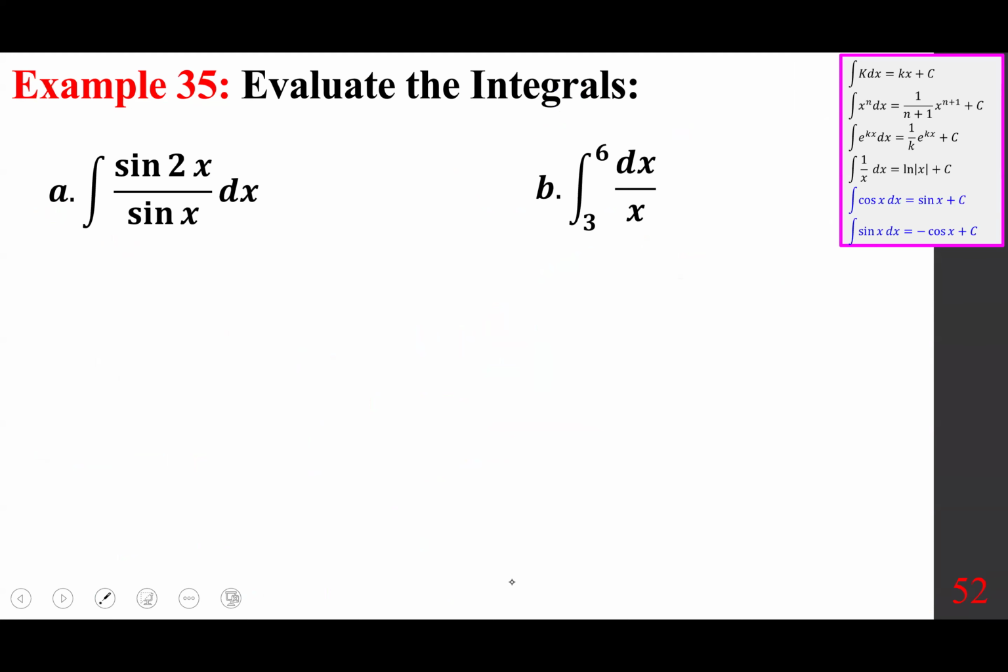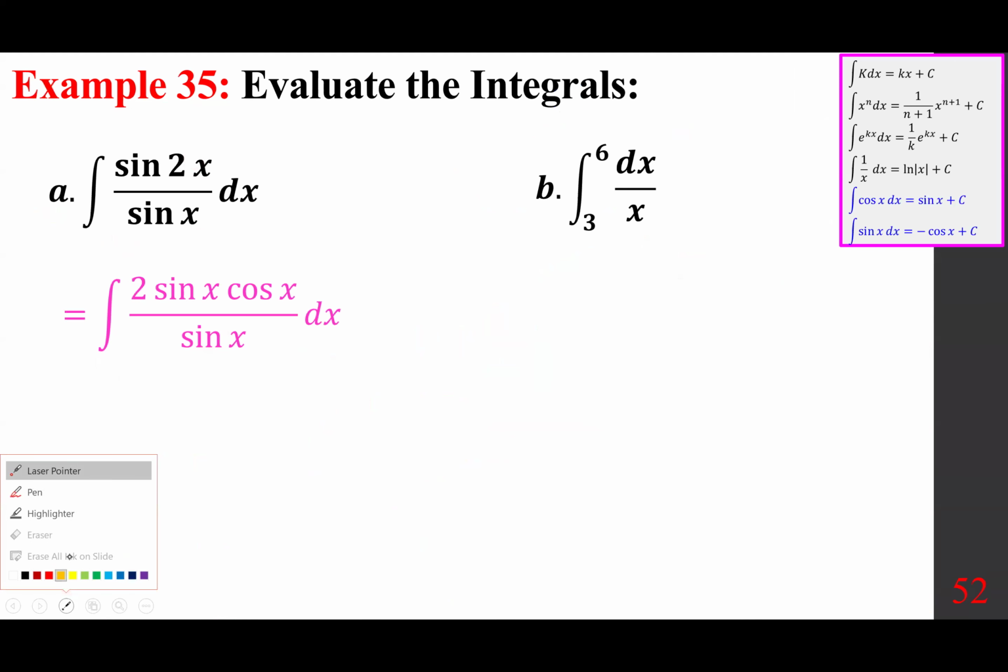Let's continue integrating sine of 2x over sine x. The technique is to rewrite this as 2 sine x cosine x. You remember sine of 2x is 2 sine x cosine x, okay? And so you have 2 cosine x dx.